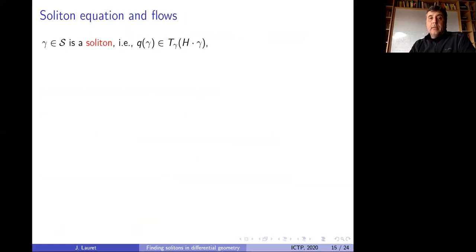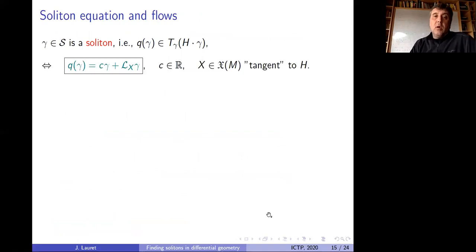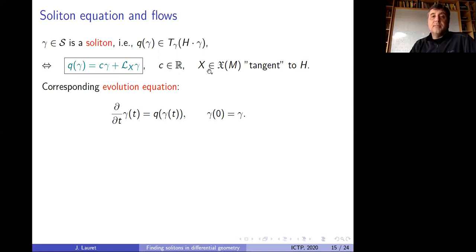Okay, so let's go to other types of structures. But before, since we know how to compute this tangent space, we get this formula for a soliton. This is the Lie derivative of the tensor with respect to this field X, because this is a typical element in this tangent space. And here we also have a flow, at least an equation. But this talk is more about solitons than flows.